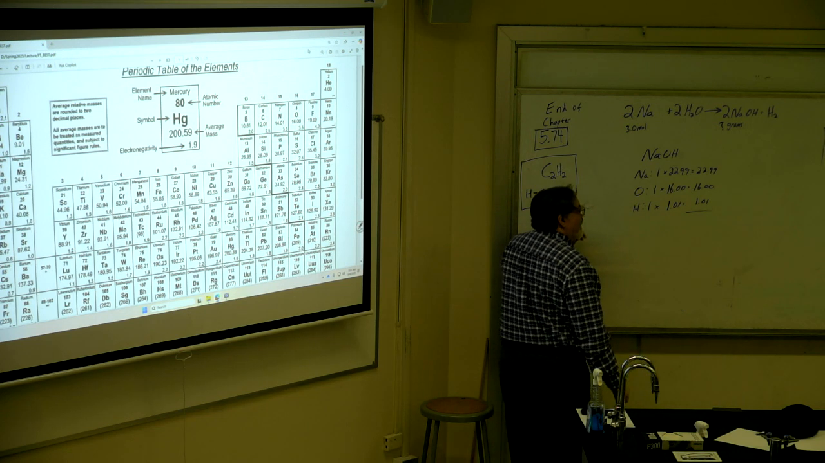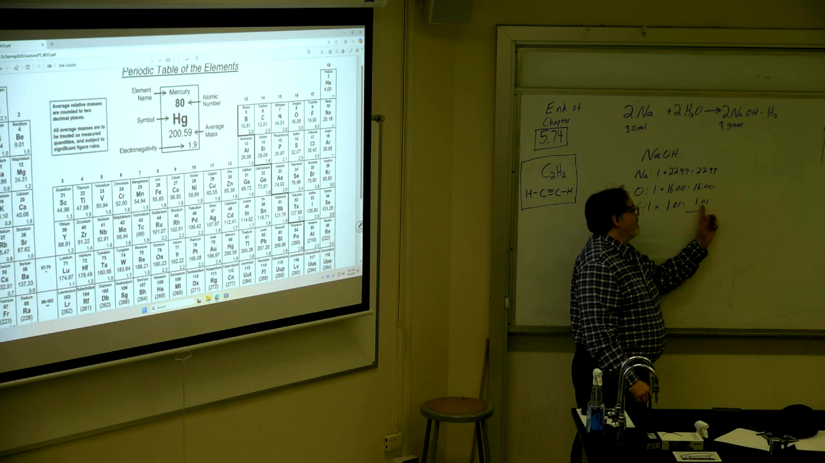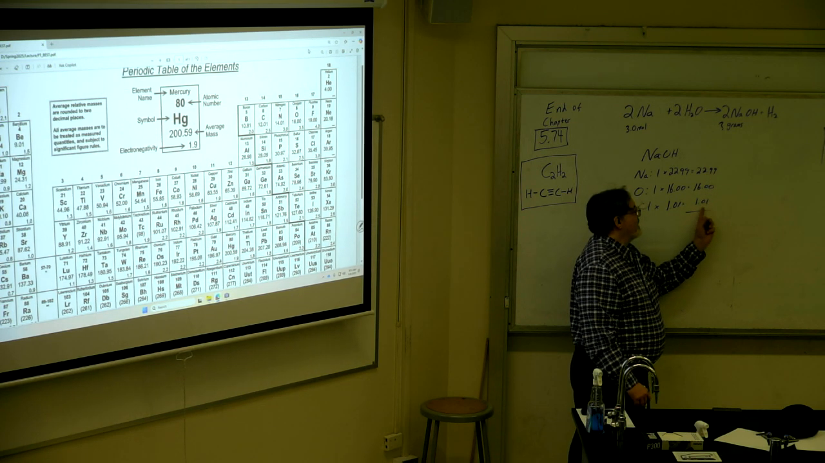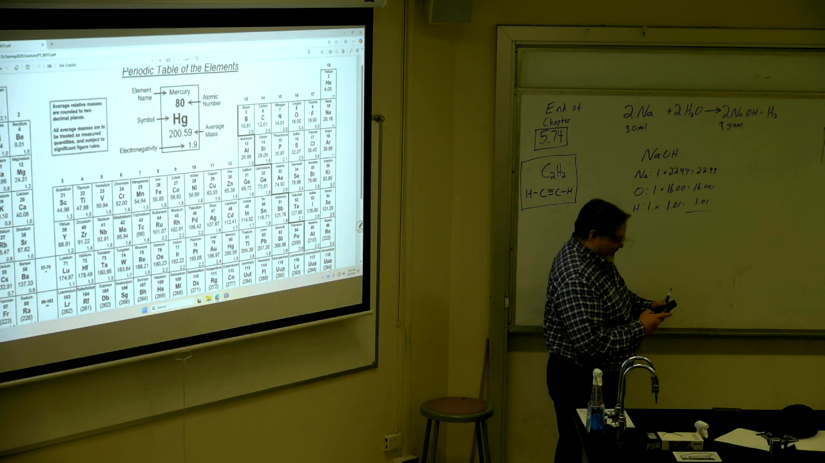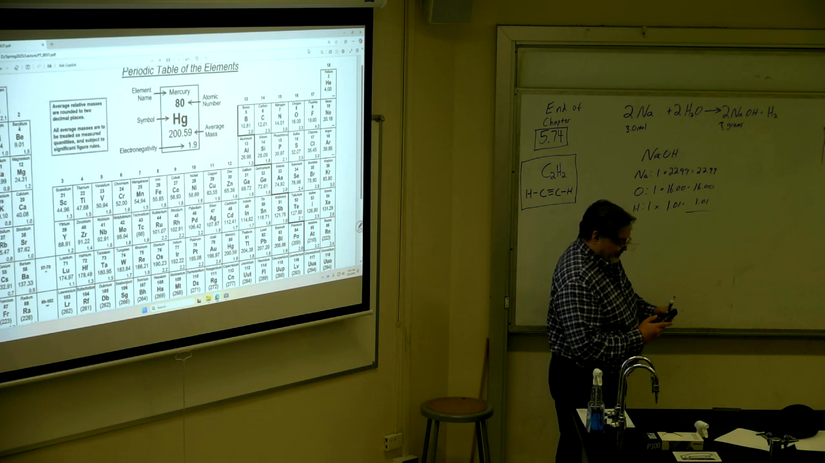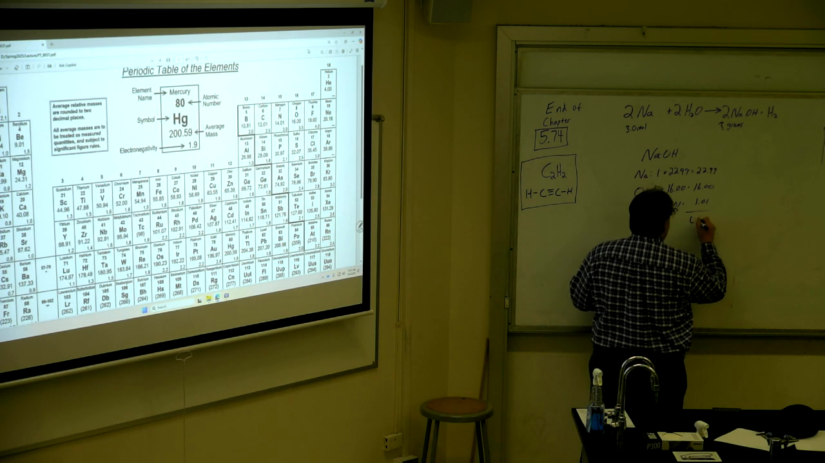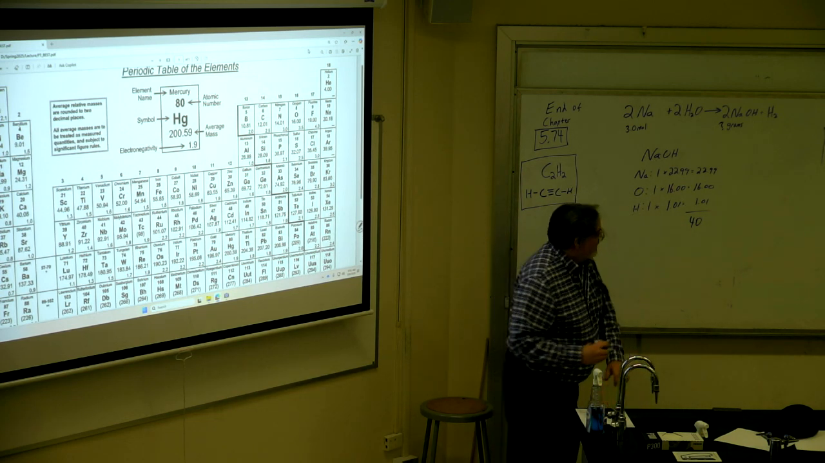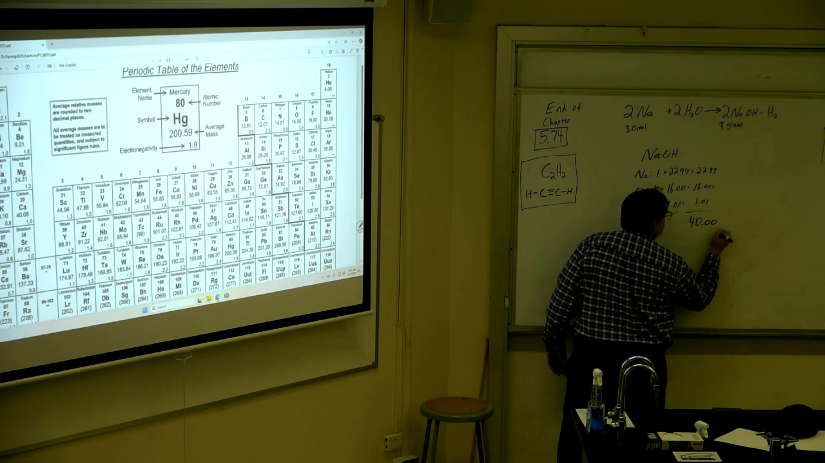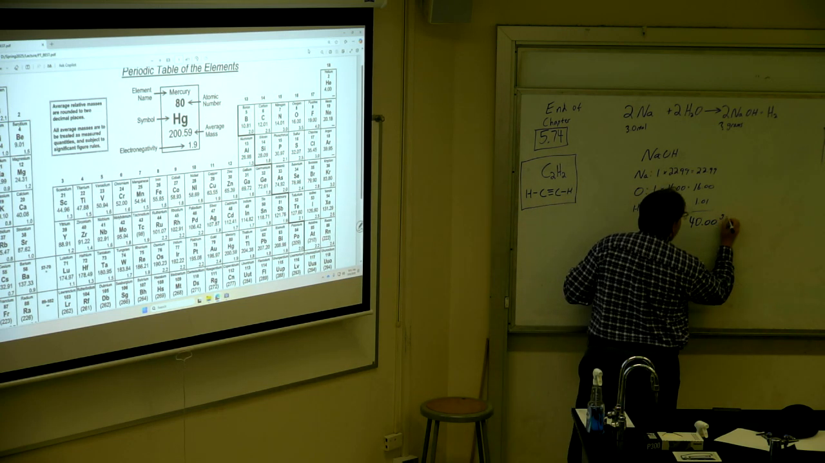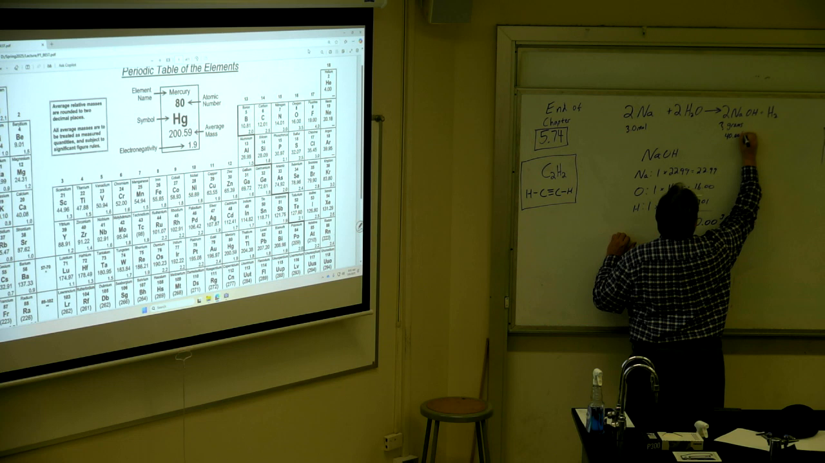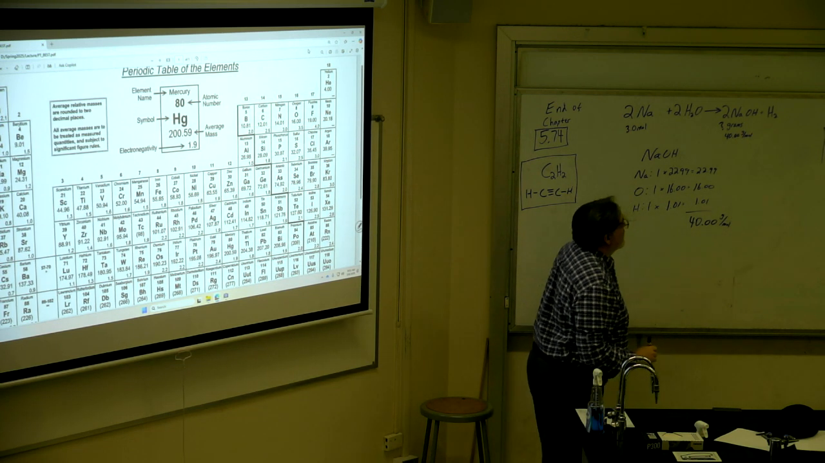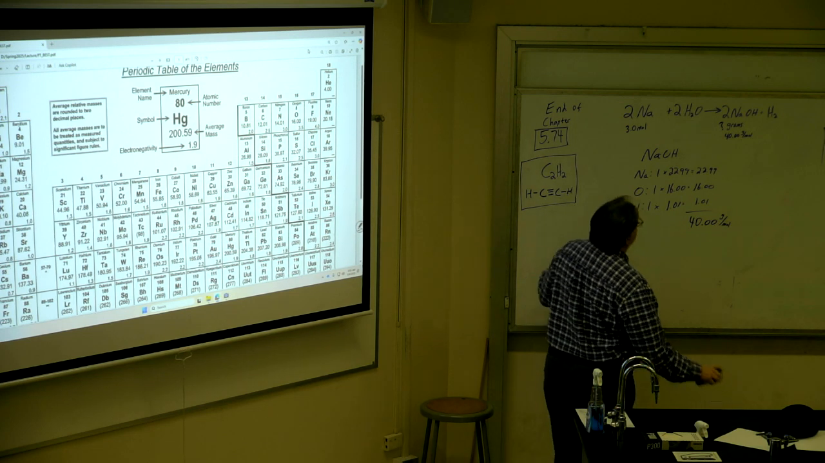Now addition subtraction rules. The addition subtraction rule is where you're looking after the decimal. So this has 2 after the decimal, this has 2 after the decimal, this has 2 after the decimal. So I have to add all these up, and I have to have 2 after the decimal. 22.99 plus... that's what my calculator says, 40. But, of course, I have to do this. So it's 40 grams per mole NaOH. So let's stick that up here. So 40 grams and 1 mole for NaOH. So you have to do that to solve this problem.